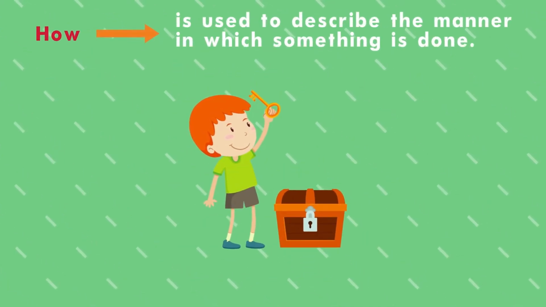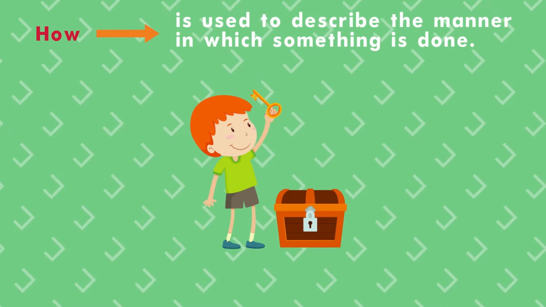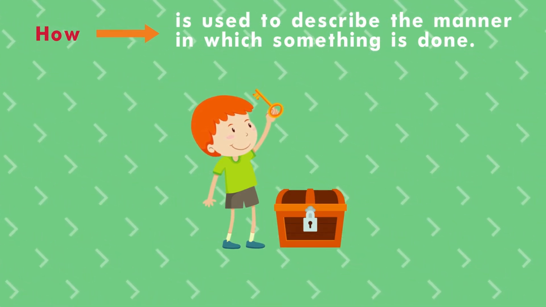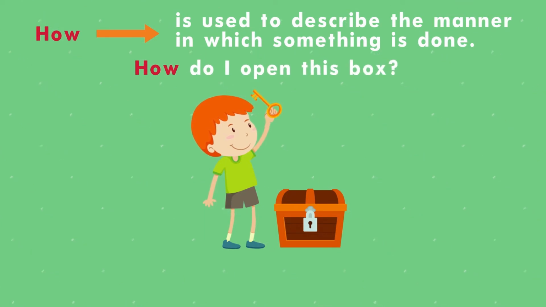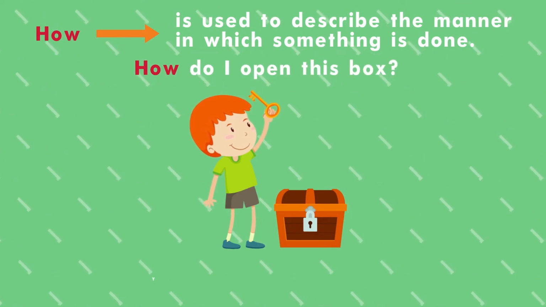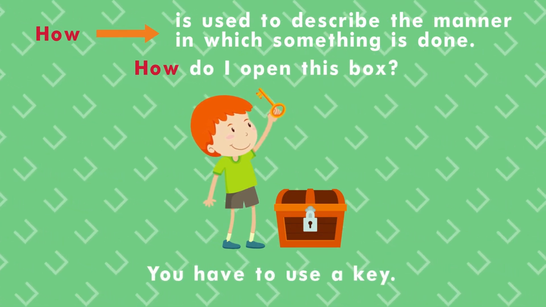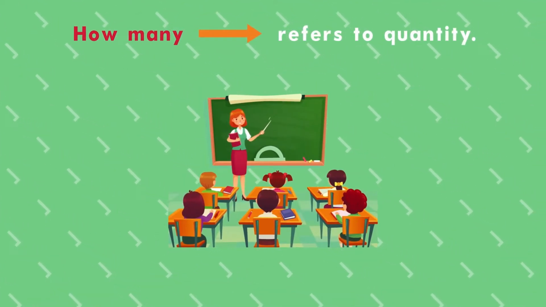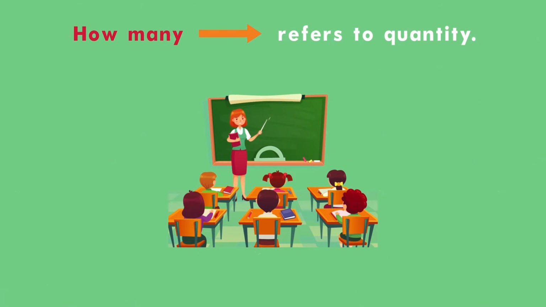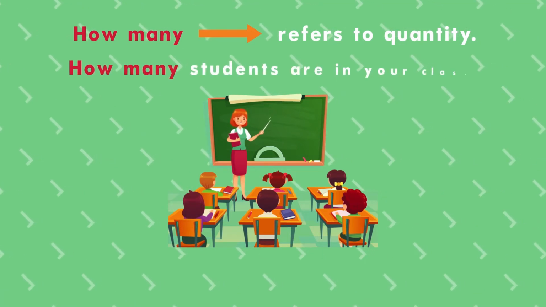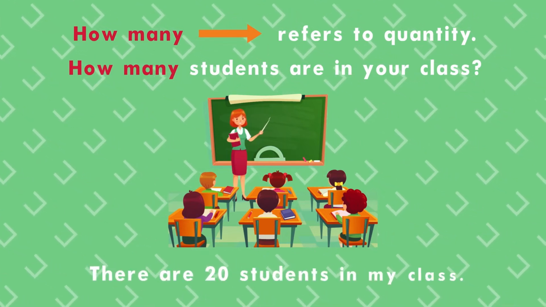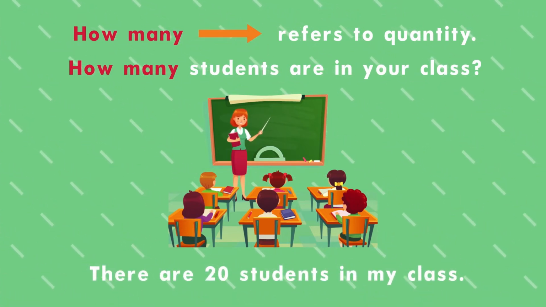How is also used to describe the manner in which something is done. For example, how do I open this box? You have to use a key. How many refers to quantity. For example, how many students are in your class? There are 20 students in my class.